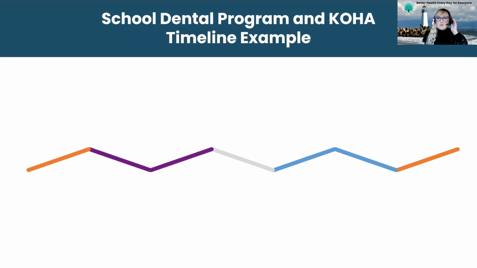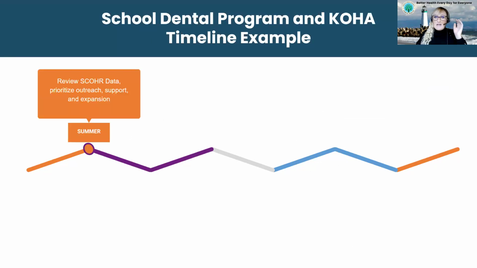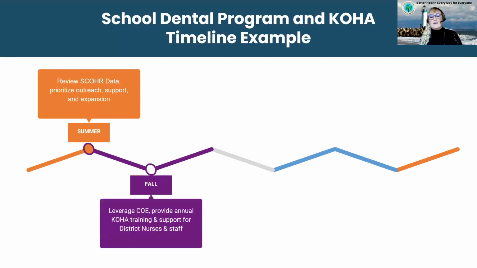So this is an example of the COA timeline that I use. Every summer, I review the SCORE data, update our tracker that I just showed you, and use this information to prioritize outreach, COA support, and expansion of our school-based services. In the fall, I leverage my COE to provide annual trainings that Seppi was mentioning to district nurses.